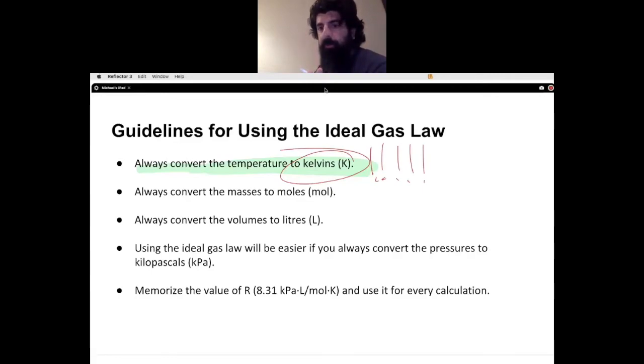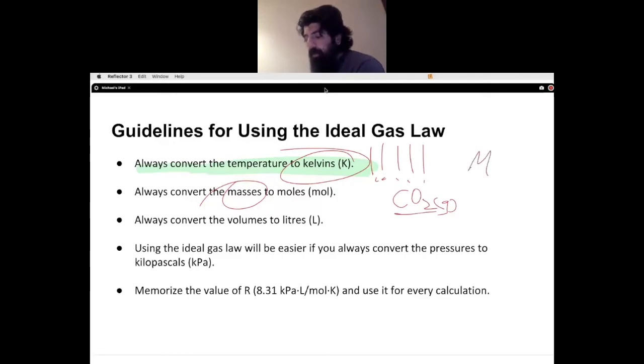Try any of the sample problems. Try any of the homework questions. Put degrees Celsius, and you'll see you're not going to get a number anywhere near the numbers that the answer is. Now, masses. You might be asked, here's a formula of something, find the pressure of carbon dioxide gas. So you know carbon dioxide gas, you can find the molar mass. You might be given a mass of it. While you're using the mass and molar mass, it'll help you find that N value, just like we did in Unit 2.